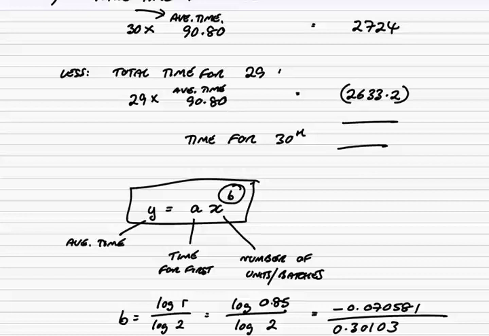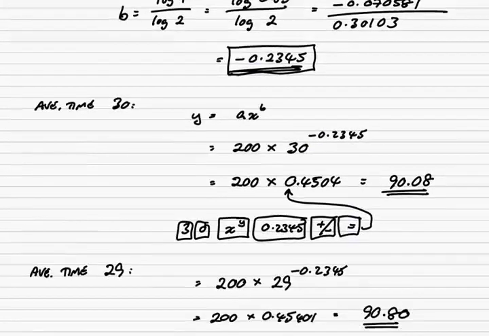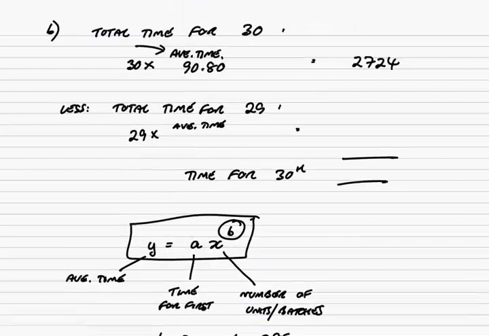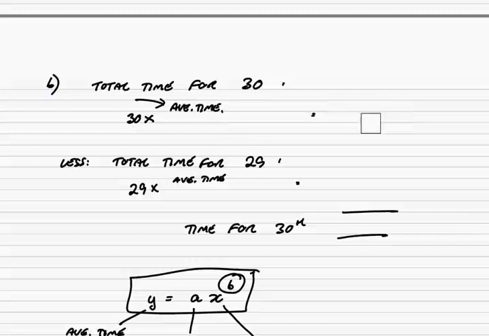And finally, remember where we are. To make 29 will take 2,600 hours. Sorry, I must have made an arithmetic mistake. 29 times 90.8. I do apologise. I got them the wrong way around. I am sorry. It was 90.08 when we made 30. It was 90.80 when we made 29.